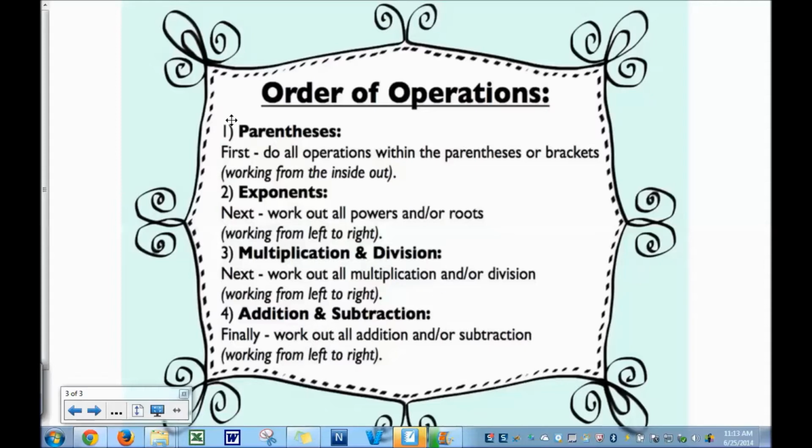Same goes with addition and subtraction: you go left to right, working out all the addition and or subtraction. So let's go back to the first one, parentheses. You do this first. Do all the operations within the parentheses or the brackets, any kind of grouping symbols. You'll even see parentheses within a set of parentheses, and you do this from the inside out. So within each parentheses, it's like you're working out order of operations inside there. Next is the exponents. Work out all the powers and or roots, like square roots, and we'll get to that later on in the year, doing that left to right. And like I said, multiplication and division, left to right, then addition and subtraction, left to right.